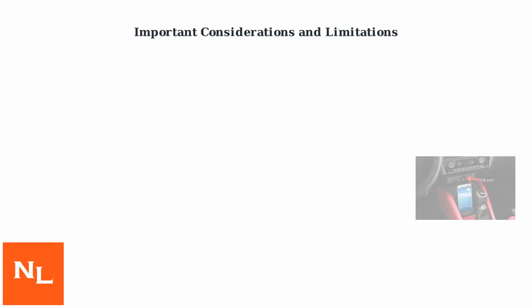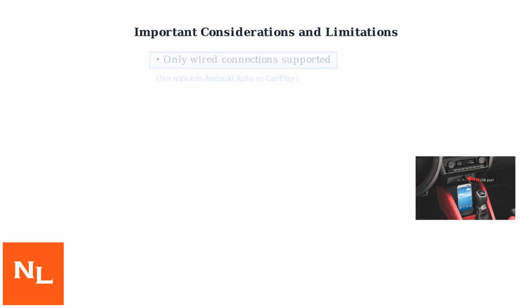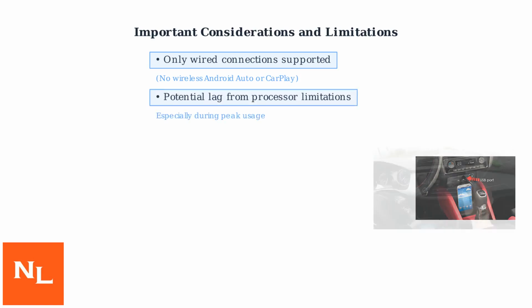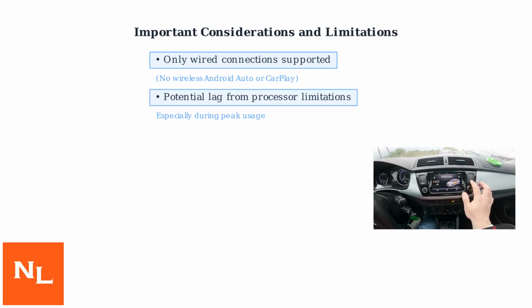The Skoda Fabia III has several important limitations to consider when using Android Auto or Apple CarPlay. First, only wired connections are supported. You'll need a USB cable. No wireless pairing is available on this model. Lag may occur due to the system's older processor, particularly when using navigation or media during busy times. USB port failures are a known issue in the Fabia III, affecting about 15% of owners, according to user reports.